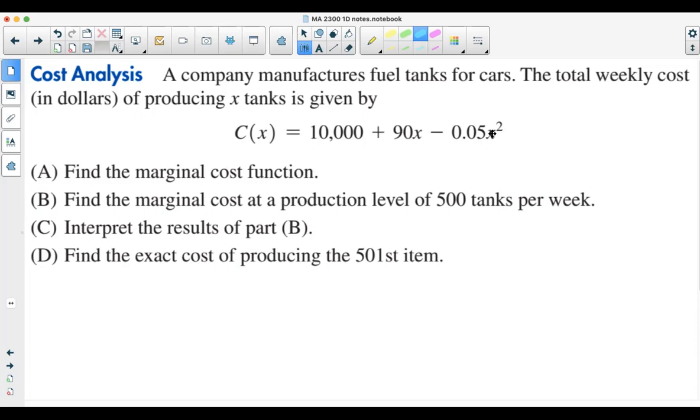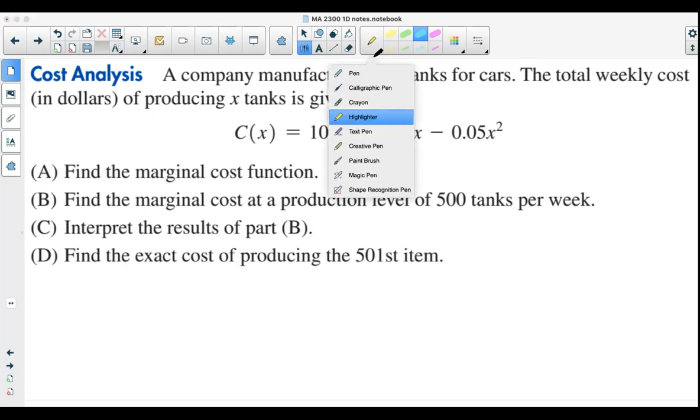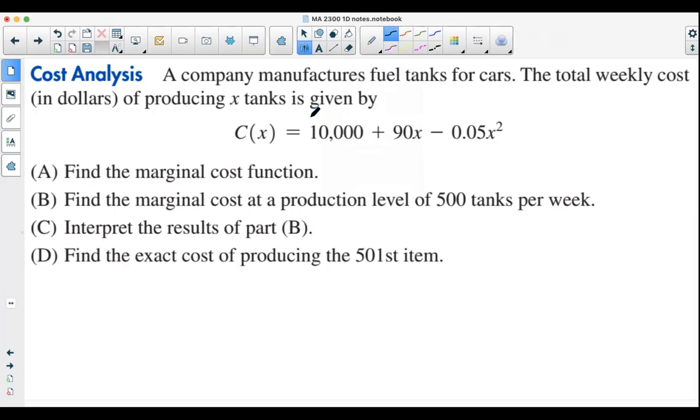So something like that, right? That's essentially what we're looking at. And the question is, I'll find the marginal cost. So what's the marginal cost here? Marginal cost is simply the derivative of the cost function. So C prime of x, this disappears, and then here becomes 90. Derivative of 90x is 90, right? And then this one is minus 0.05. I'm going to leave that alone.